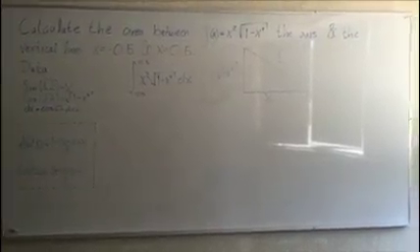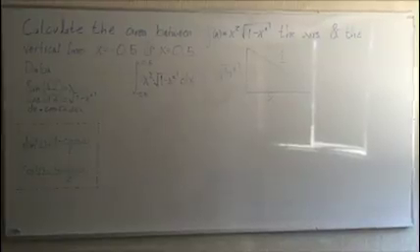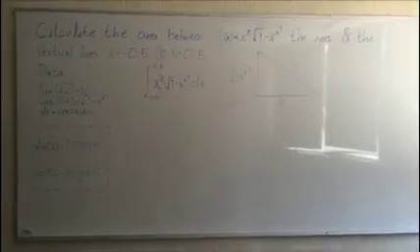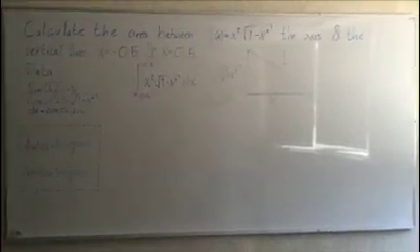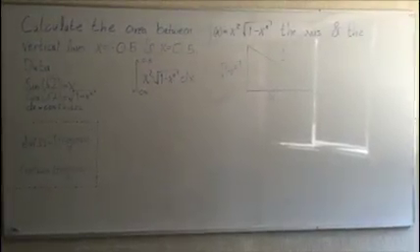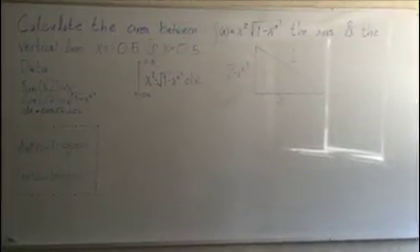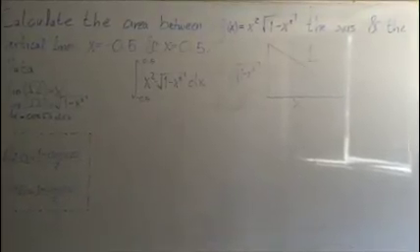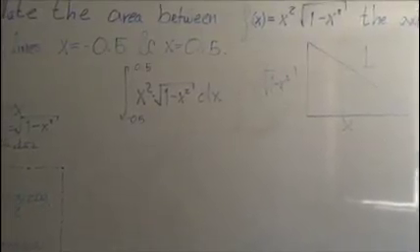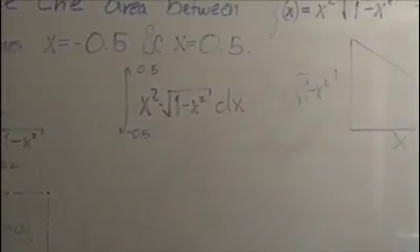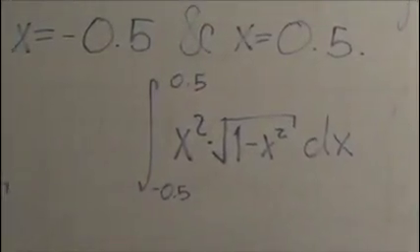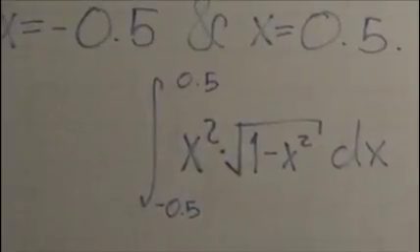Calculate the area between f of x equals x squared times the square root of 1 minus x squared, the x-axis, and the lines x equals minus 0.5 and x equals 0.5. So in order to calculate the area, first we need to integrate with the limits given by the problem. The limits are minus 0.5 and 0.5. As seen in the video, the S that stands for integration has on the top a 0.5 and on the bottom a minus 0.5, which represents the limits.